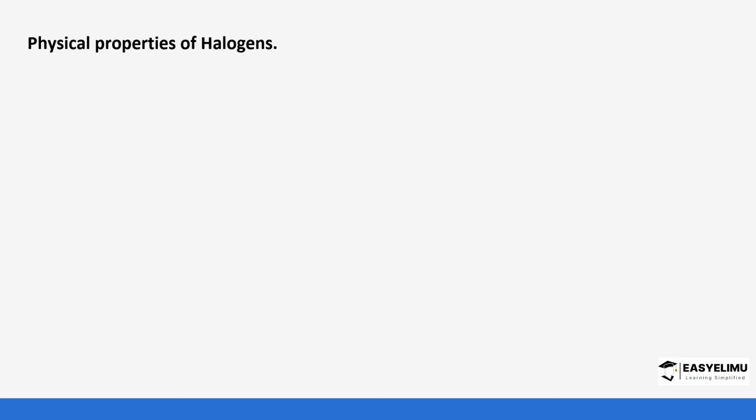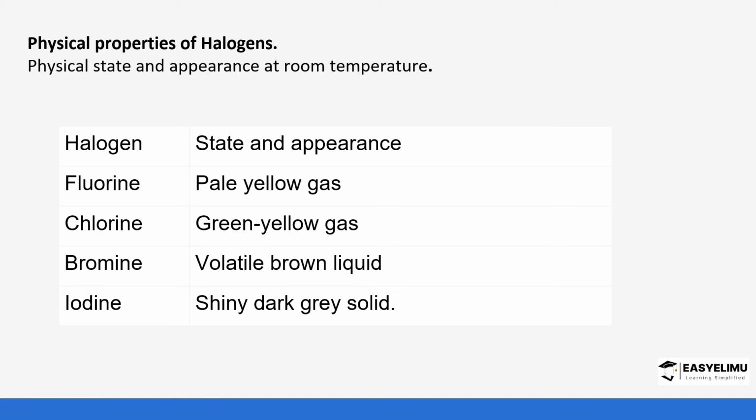So what are some of the physical properties of halogens? First of all, they are usually in different states. Fluorine is a pale yellow gas, chlorine is a green yellow gas, bromine is a brown liquid, and iodine is a dark gray solid. You can see their states are changing down the group. They are becoming more and more compact as you go down the group. That is affected by their sizes and the strength of their bonds, as you're going to see later on.